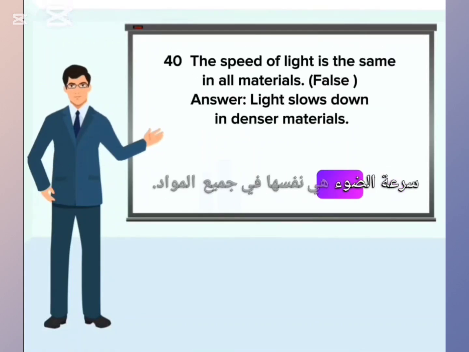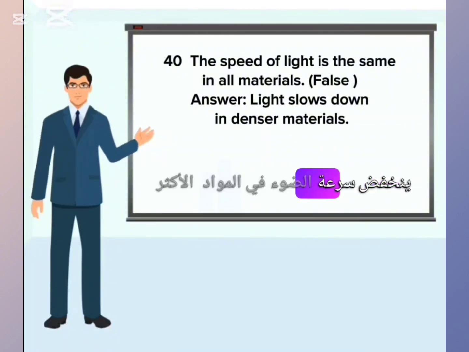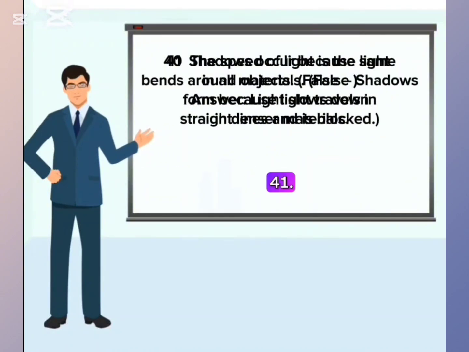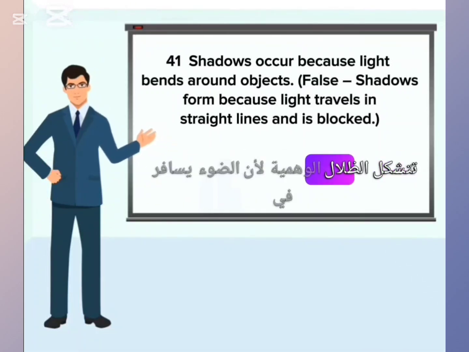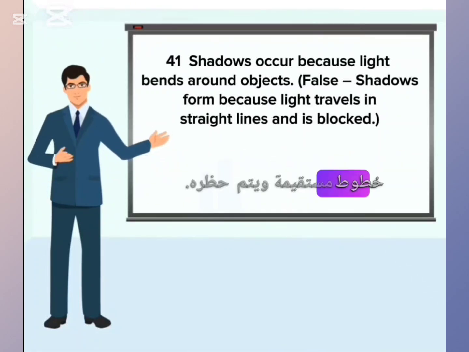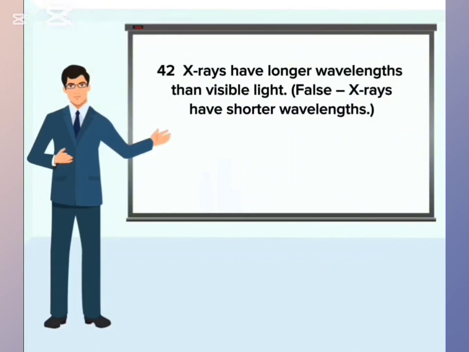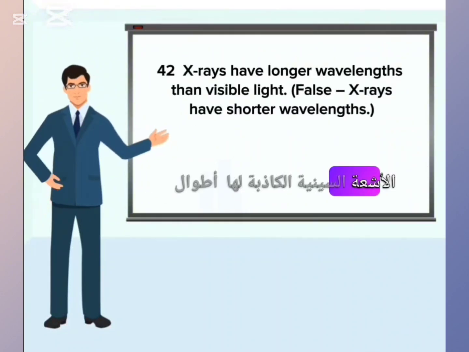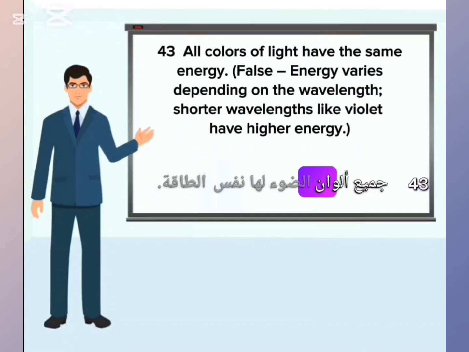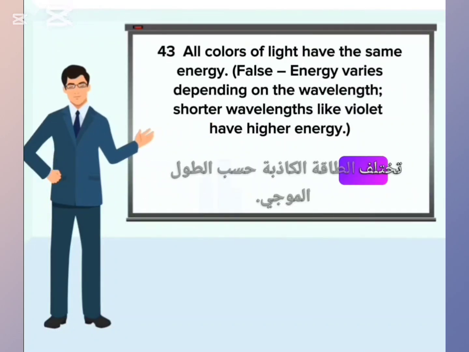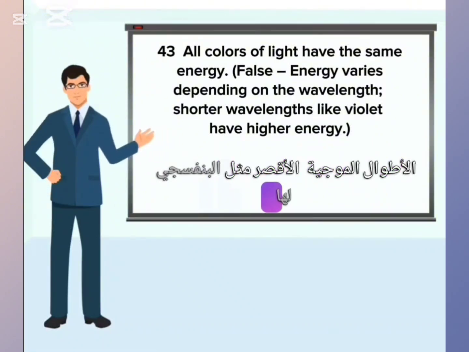40. The speed of light is the same in all materials. False. Answer: Light slows down in denser materials. 41. Shadows occur because light bends around objects. False. Shadows form because light travels in straight lines and is blocked. 42. X-rays have longer wavelengths than visible light. False. X-rays have shorter wavelengths. 43. All colors of light have the same energy. False. Energy varies depending on the wavelength. Shorter wavelengths like violet have higher energy.